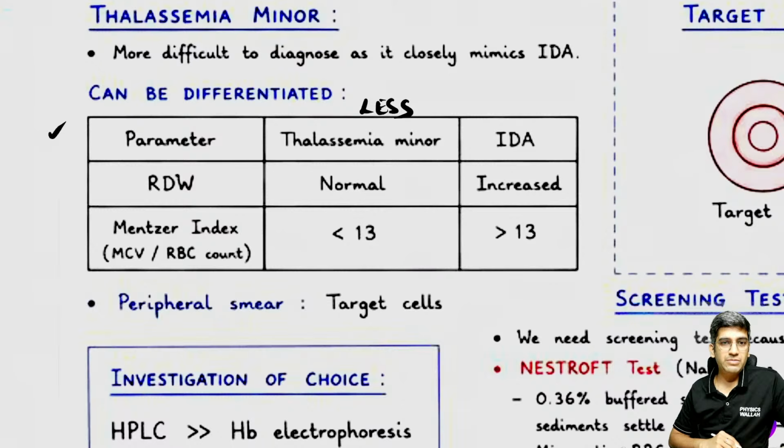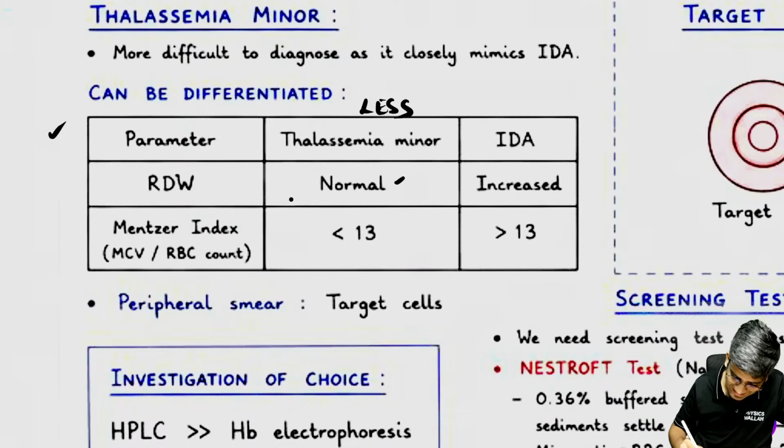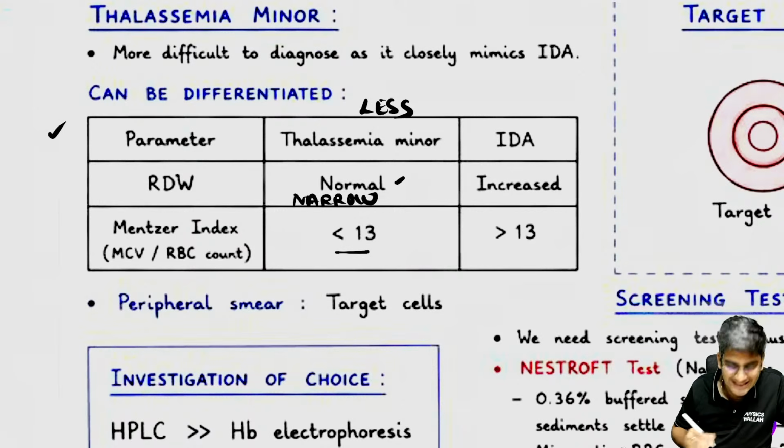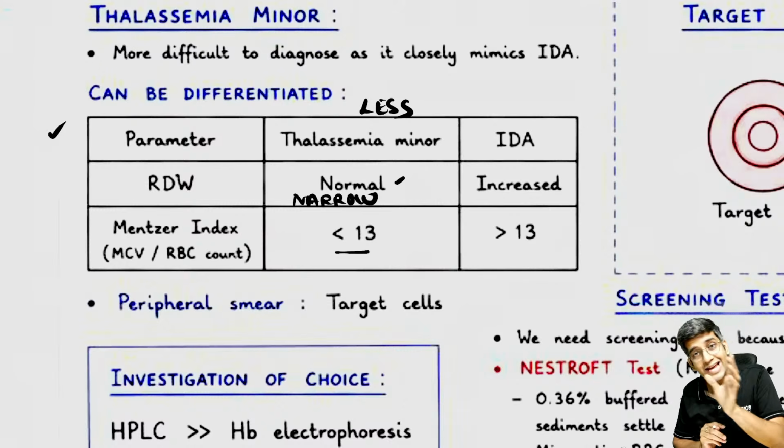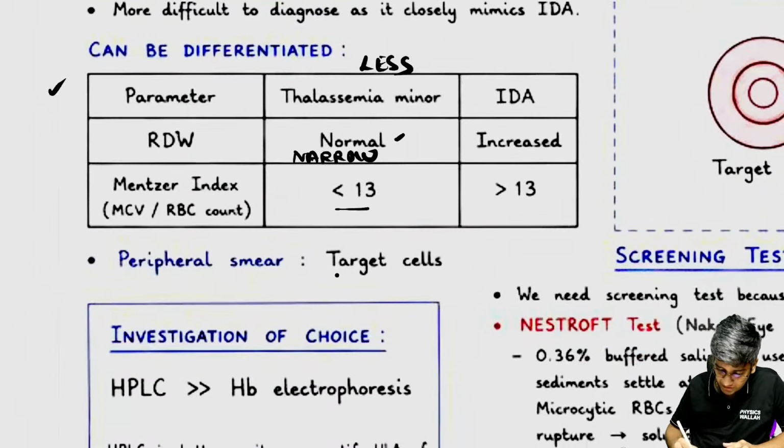We read thalassemia, right? Normal RDW, or sometimes even a narrow RDW, less than normal, and less than 13 Mentzer's index. IDA, more than 13 Mentzer's index, and increased RDW. That's how we differentiate, right? Peripheral smear will have target cells.